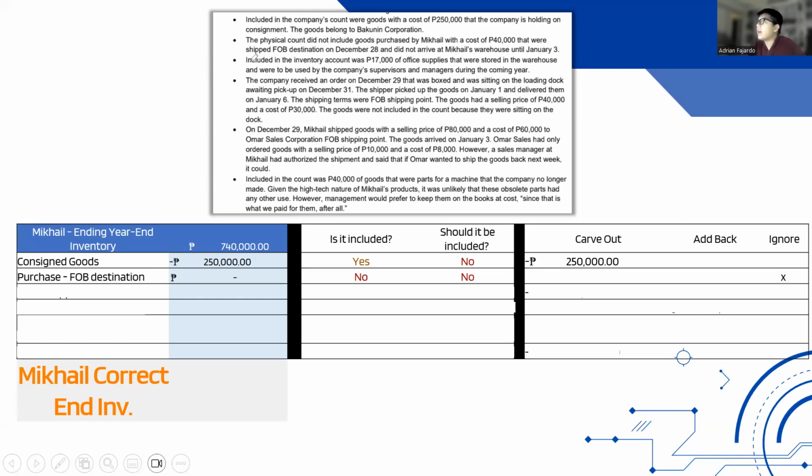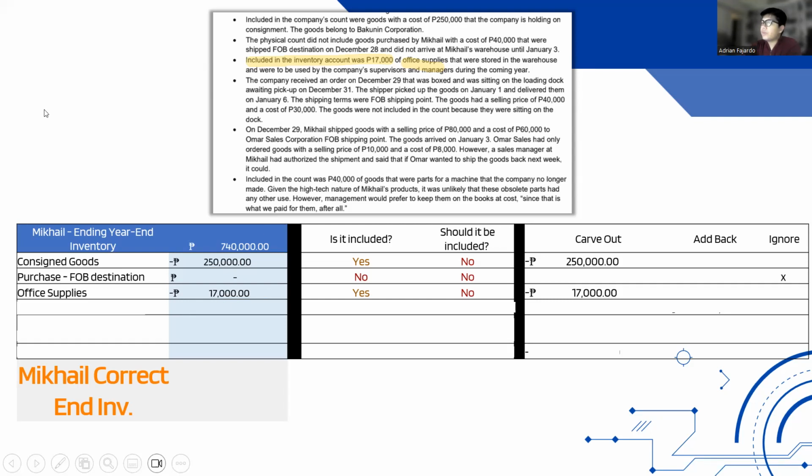Third item. Included in the inventory account, so sinama niya, was 17,000 of office supplies. So these are supplies. Are supplies inventory? The answer is no. It should not have been included. So, in-include ba niya dun sa 740,000 itong 17,000? Well, yes. Sabi niya included. Should that have been included? No. So pag in-include niya pero dapat hindi naman, the answer is we carve out the 17,000 from the 740,000. So we subtract 17,000. So ang effect is minus 17,000.